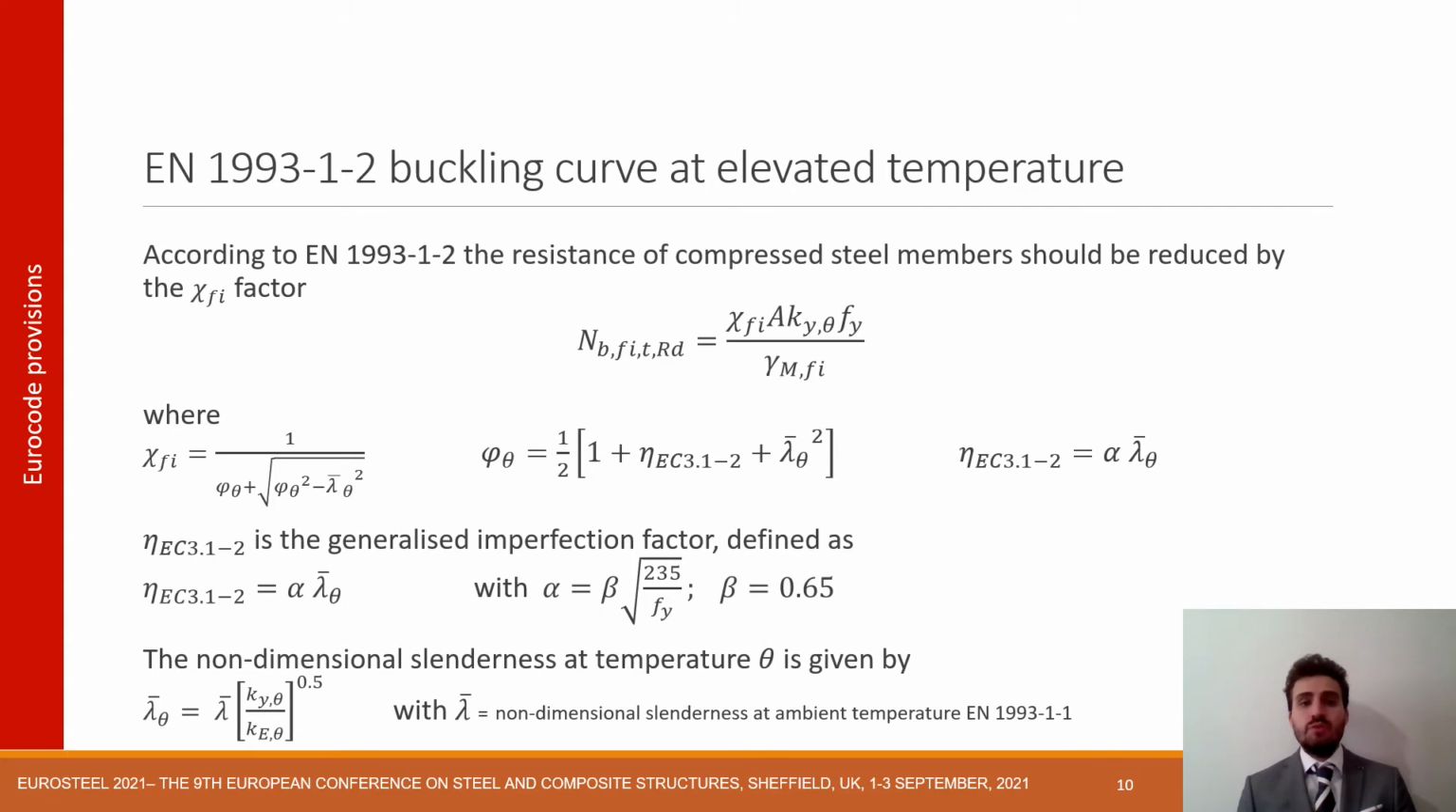According to the Eurocode for steel structures in fire, resistance of compressed steel members should be reduced by the kai factor. So the kai factor depends on the generalized imperfection factor eta and on the non-dimensional slenderness at elevated temperature, lambda theta. This non-dimensional slenderness at elevated temperature in turn depends on the non-dimensional slenderness at ambient temperature, which is defined in Eurocode 3 Part 1.1.